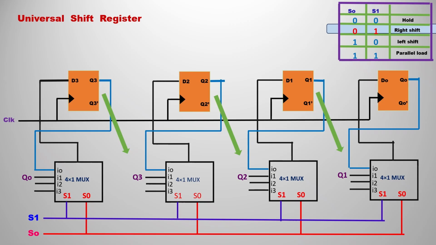The next one is, if S0 is 0 and S1 is 1, we are going to perform the right shift. You can observe there, I am starting with the second flip-flop D2. Simply write Q3 in the I1 of the second 4x1 multiplexer, and Q2 in the I1 of the third multiplexer. You might wonder why we are writing in I1: because when S1 is 1 and S0 is 0, we select I1 as input. In the fourth one also you write Q1, just shifting to the right. Then you come back to the first 4x1 multiplexer, and in I1 you write Q0, the last flip-flop's output.